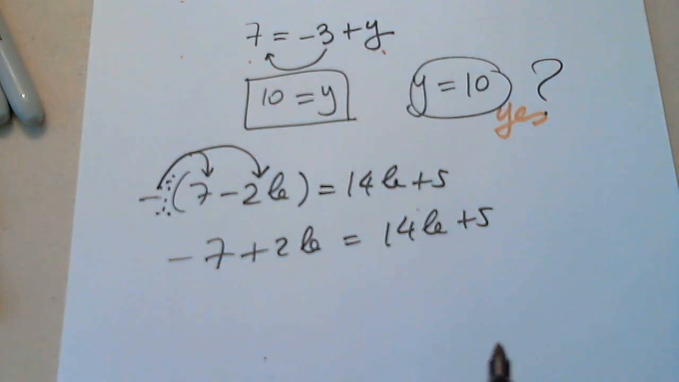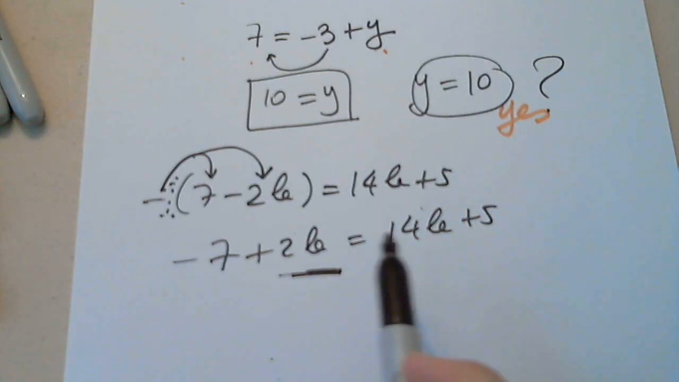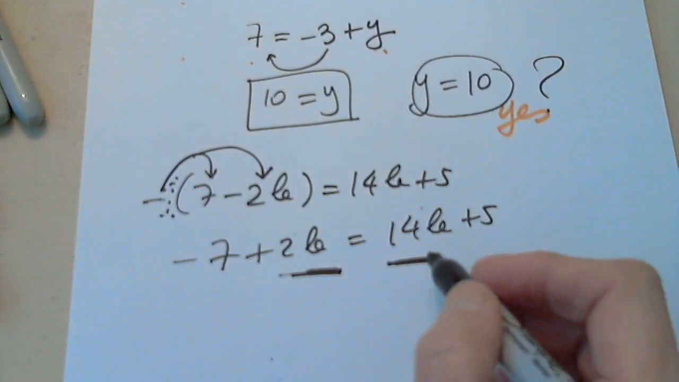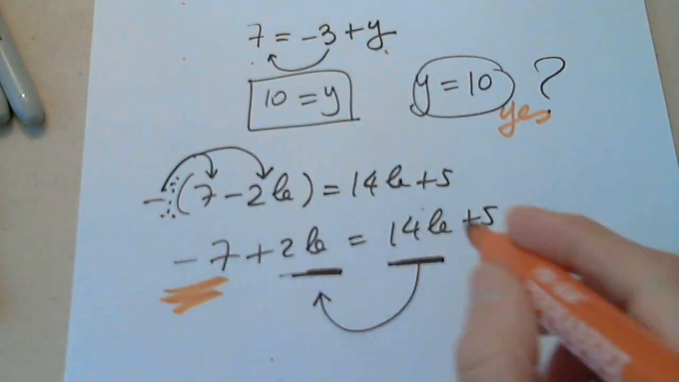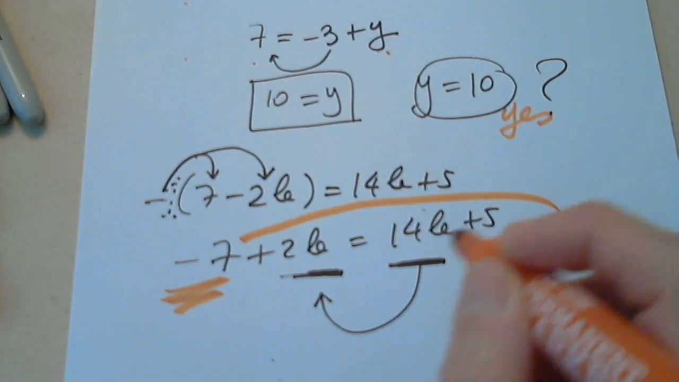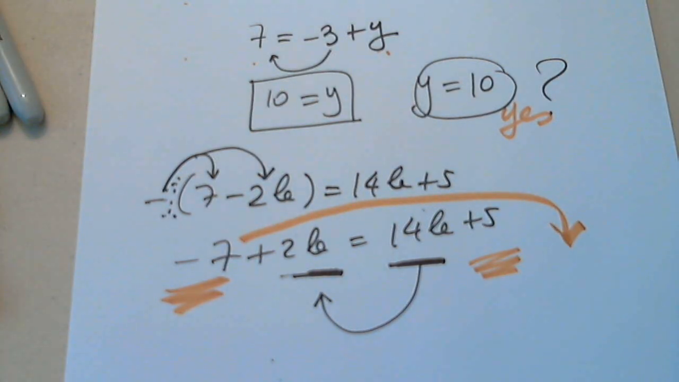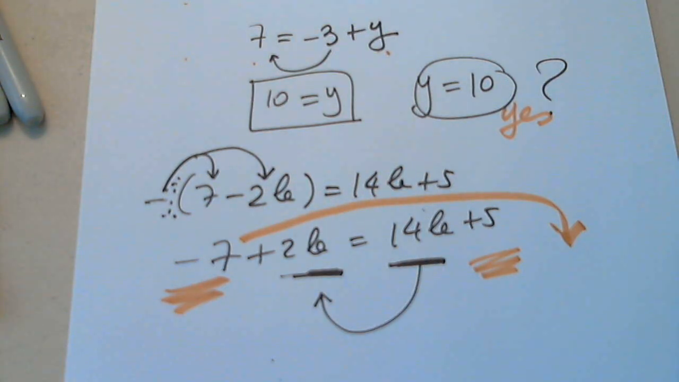At this point, I realize that there is a term with b and another term with b. They have to be on the same side. I also realize that I see free terms on both sides, and I want them to be on one side. If you understand this step, you're going to cut back tremendously. We're going to cut back on writing.